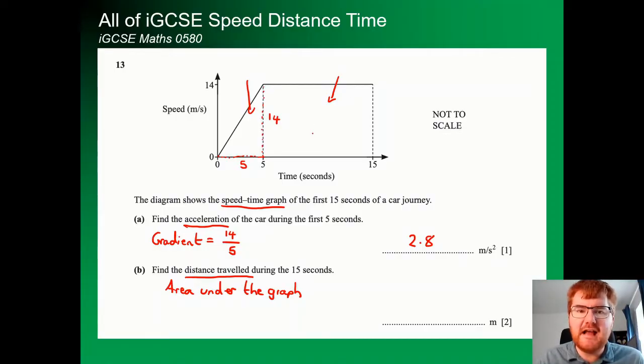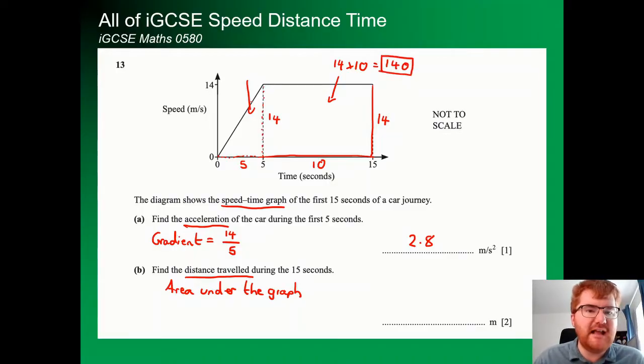To work out the area of the rectangle, notice here that the length of my rectangle is the difference between 5 and 15. So that is 10. The height has remained the same, so that's going to be 14. So to work out the area of this rectangle, we do 14 times 10, which is equal to 140.